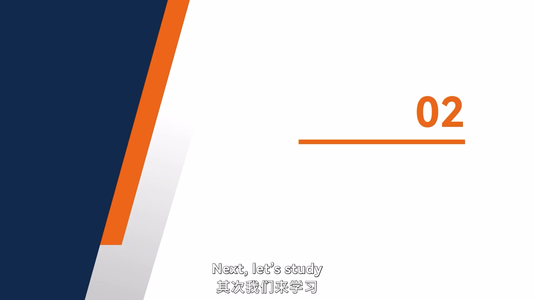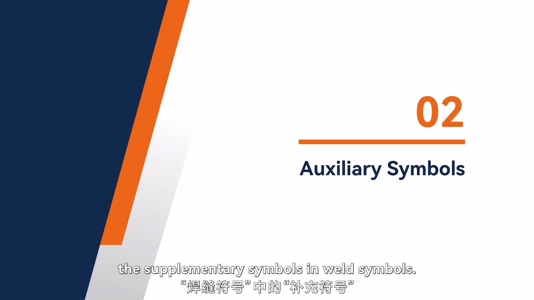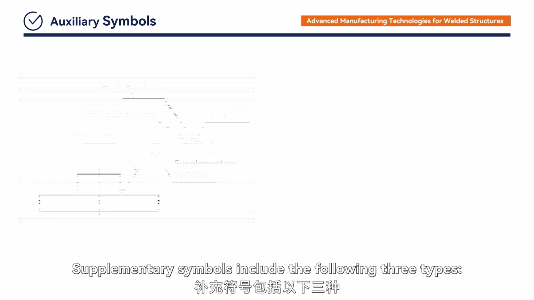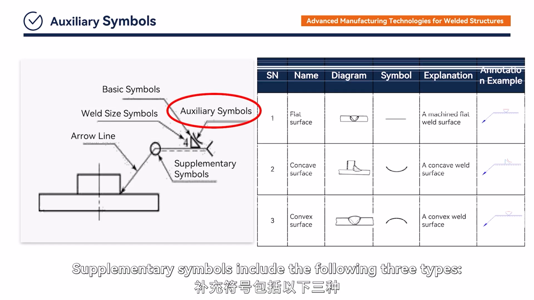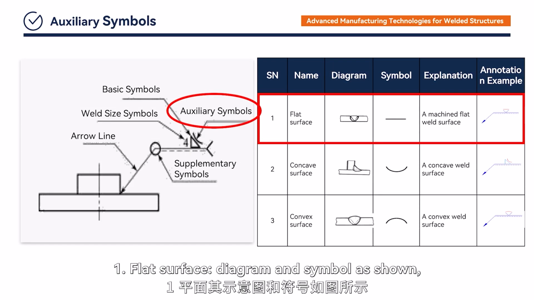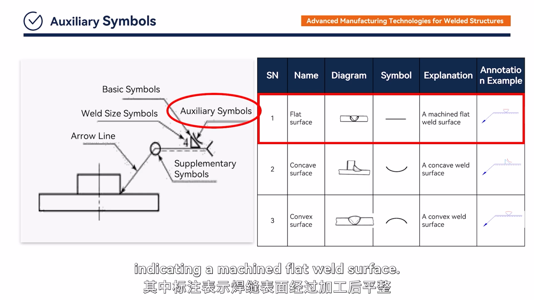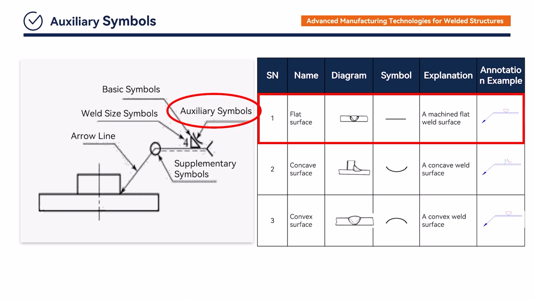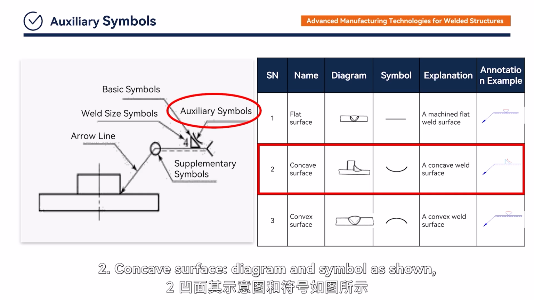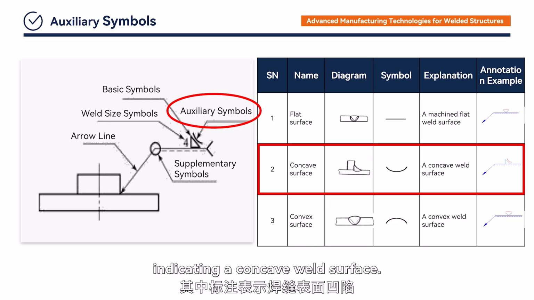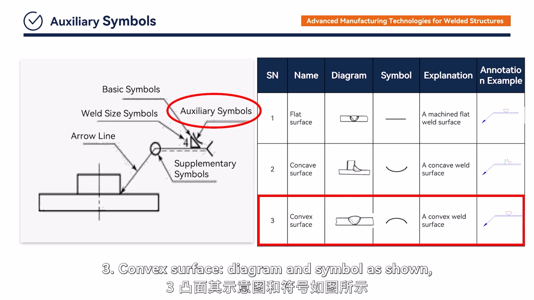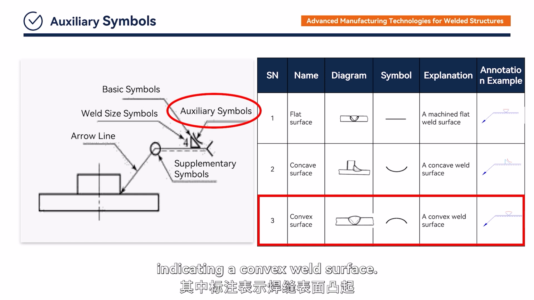Next, let's study the supplementary symbols in weld symbols. Supplementary symbols include the following 3 types. 1. Flat surface. Diagram and symbol is shown, indicating a machined flat weld surface. 2. Concave surface. Diagram and symbol is shown, indicating a concave weld surface. 3. Convex surface. Diagram and symbol is shown, indicating a convex weld surface.